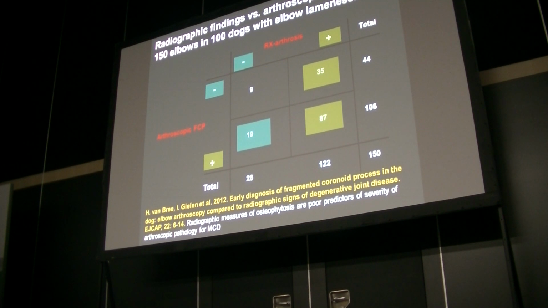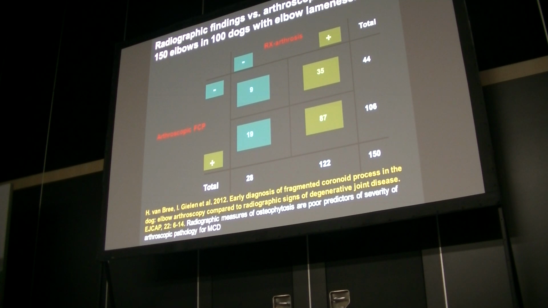Cases that were scored negative on the radiograph were in total 28. 19 of them, however, negative of arthrosis, were having coronoid pathology. These were in general young animals, and in 9 of them, the fragment was not present, so a normal coronoid process. So what does it mean in general? That osteophyte formation is a bad predictor for medial coronoid disease.